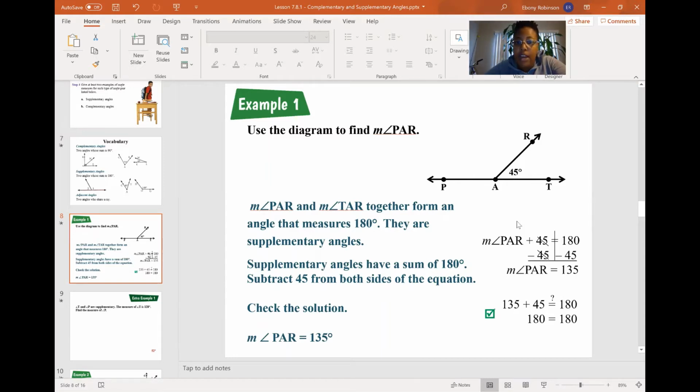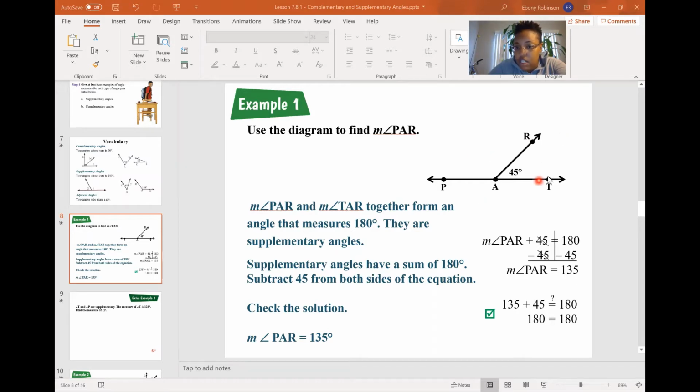Use the diagram to find the measure of angle P. So this M just means measure, then the symbol is angle, and then this tells us the angle we're going to look at. It's telling us to look at PAR. The letter that's in the middle tells me the vertex. That's how I know which one to use, okay? So if it's PAR, you're going to find P, then go to A, and then go to R. So this is the side you need to find.